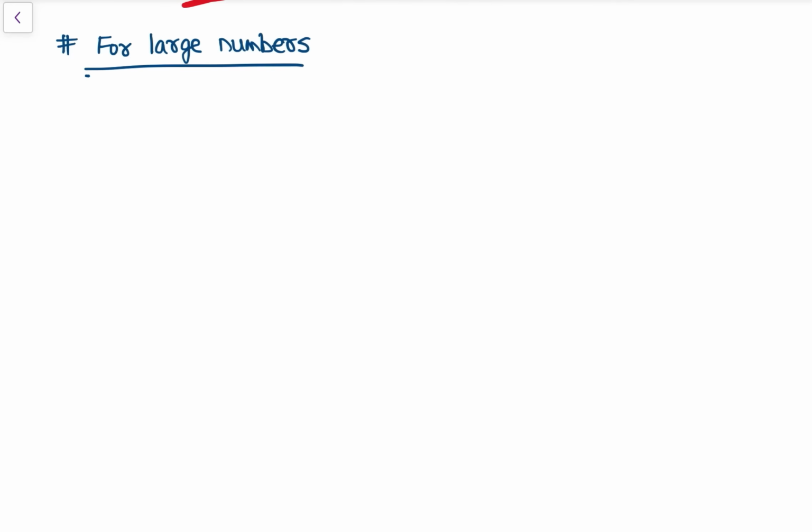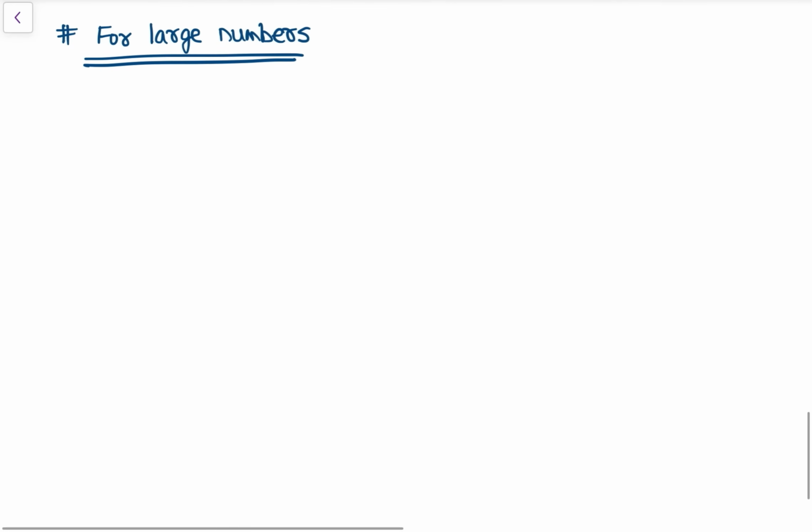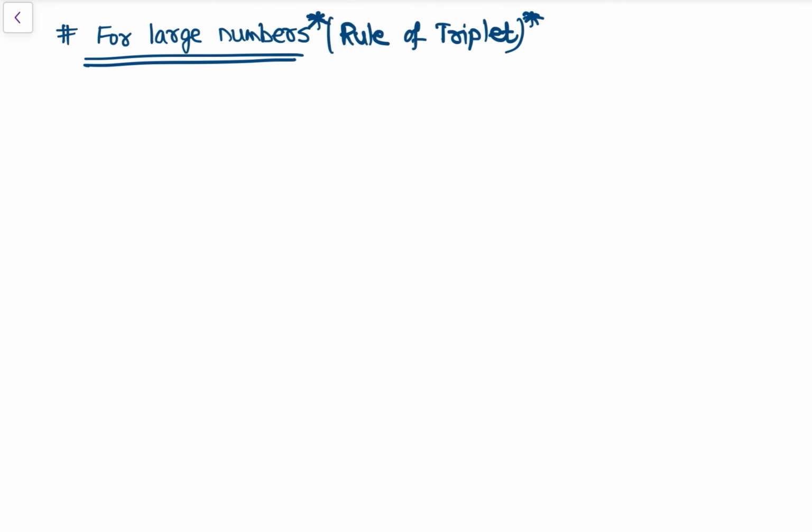So now let's check that. That is for large numbers. Large numbers, big numbers, are numbers with more digits. So for that, what do we follow? We follow the rule of triplet. Rule of triplet, again very important.